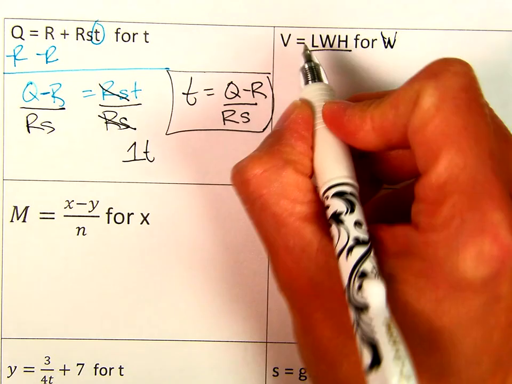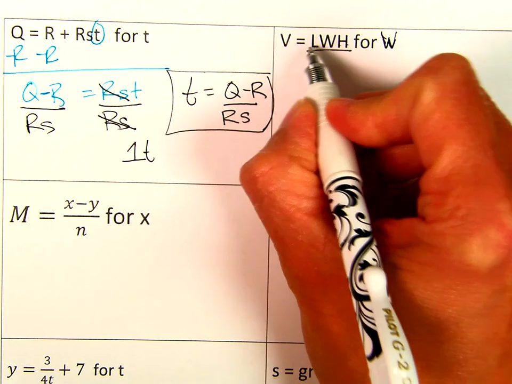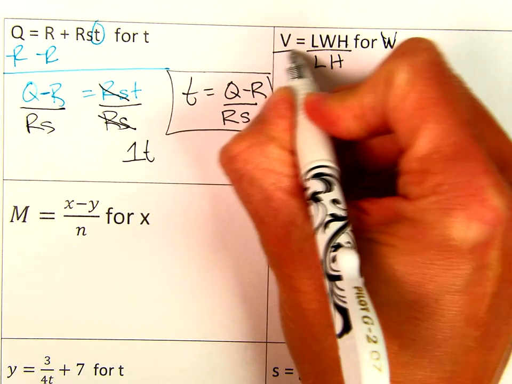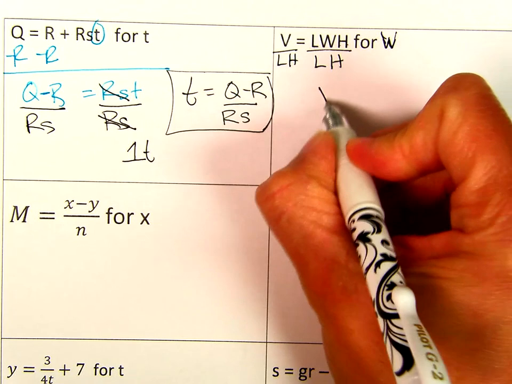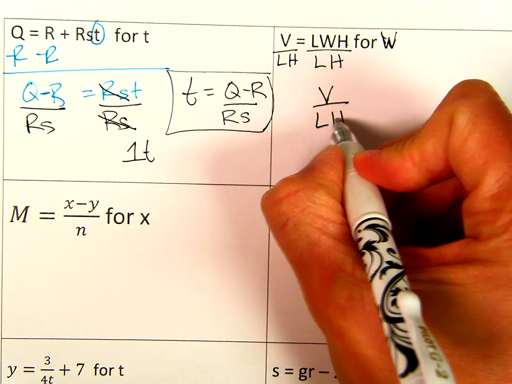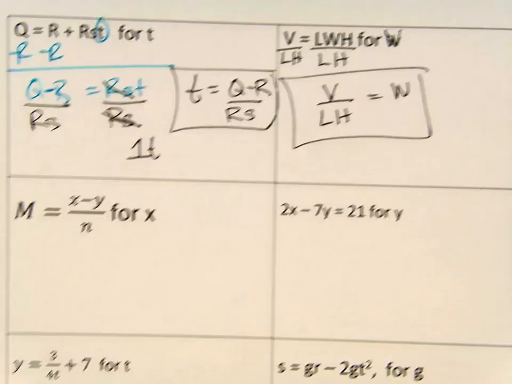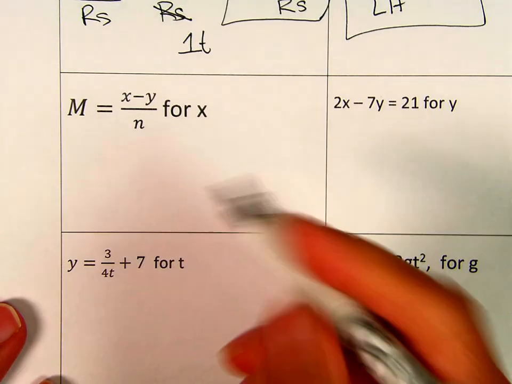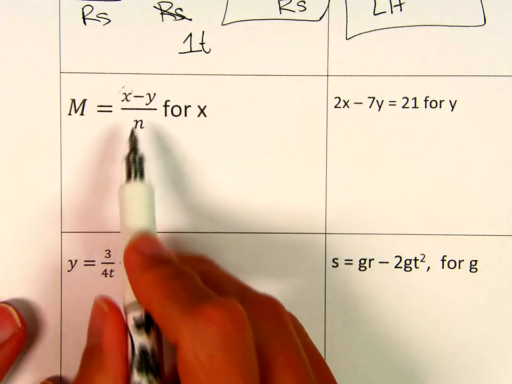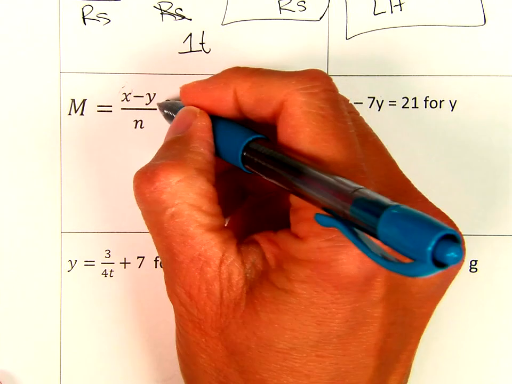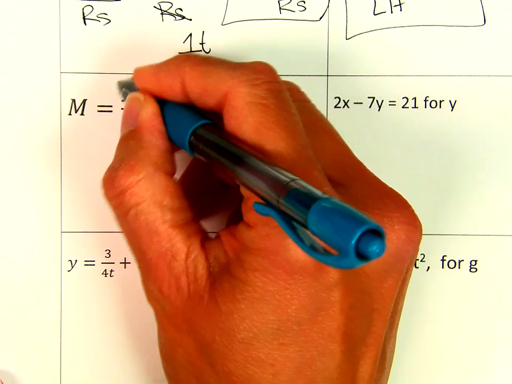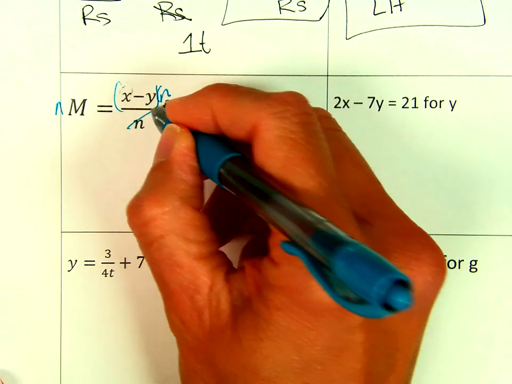So W, right? We want to get rid of the L and the H. They're being multiplied, so we just divide by LH. So V over LH is our answer. That's what W equals. All right, we'll try this one. We're just trying to solve for X. So the first thing I want to do is multiply both sides by N, because that is going to cancel that out.